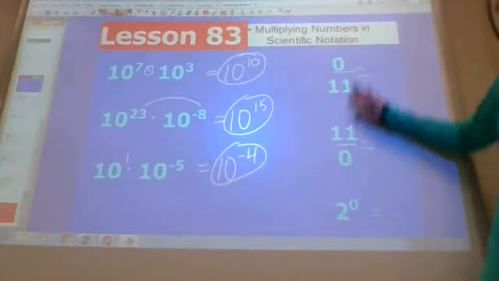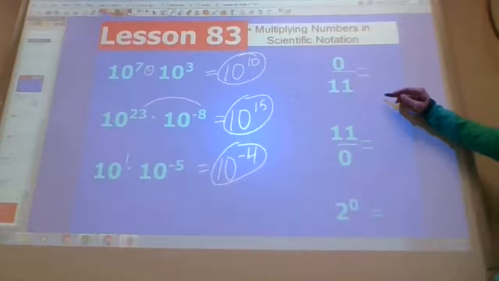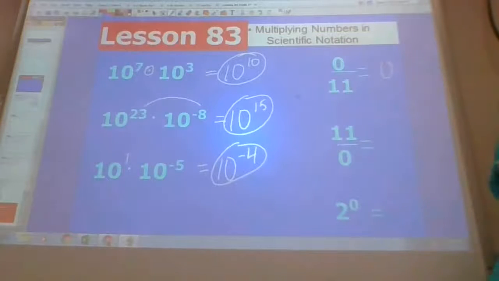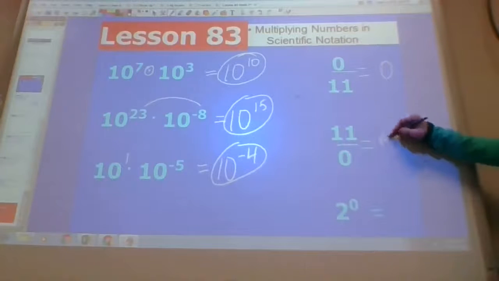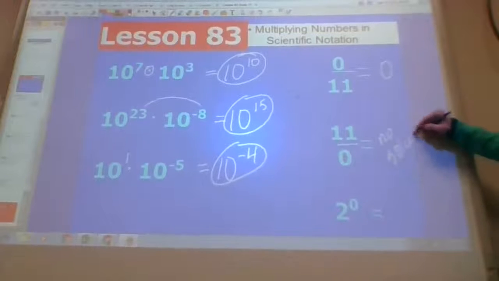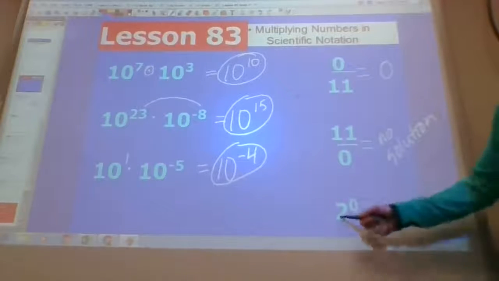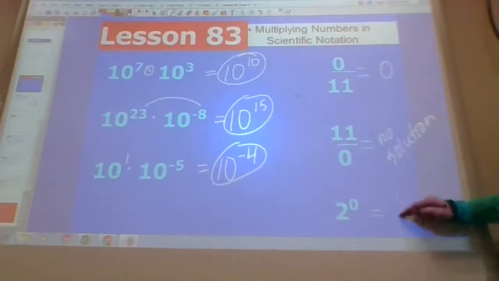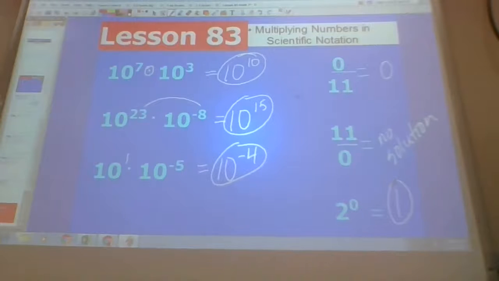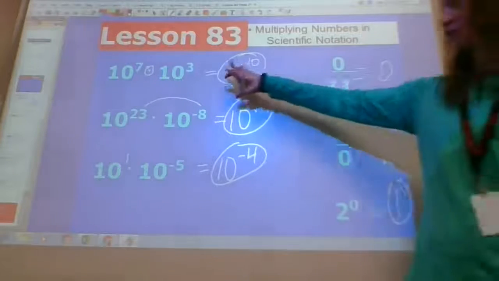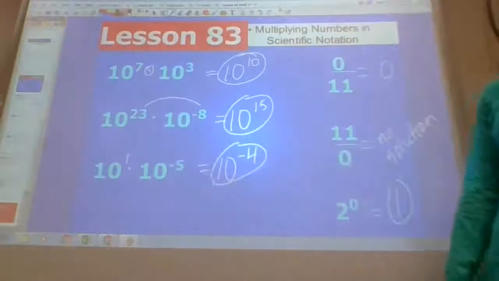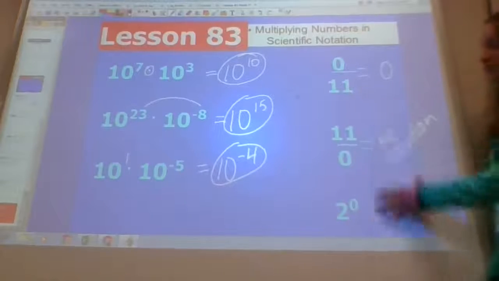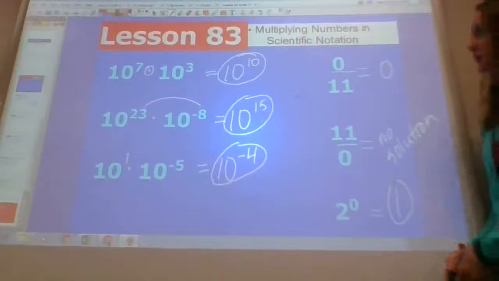Then if we go over here, some little review again, 0 divided by anything, hopefully you know is 0. You cannot divide by 0, so you would put no solution for this. And anything to the 0 power is 1. Now, I know I'm going kind of fast. I'm sorry. Okay, so just remember, multiplying scientific notation, add your exponents when it comes to the powers of 10. This was just some division properties that I want everyone to know.